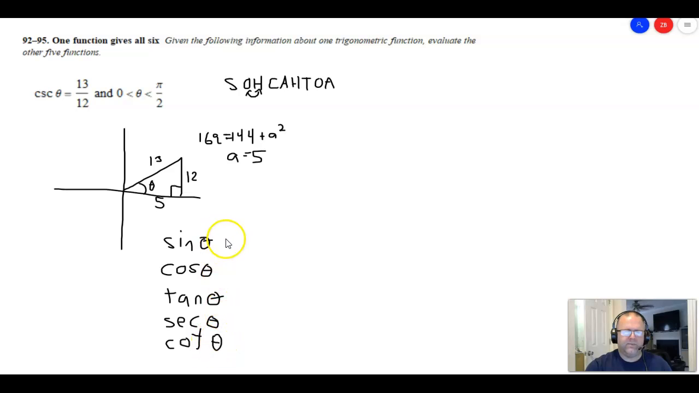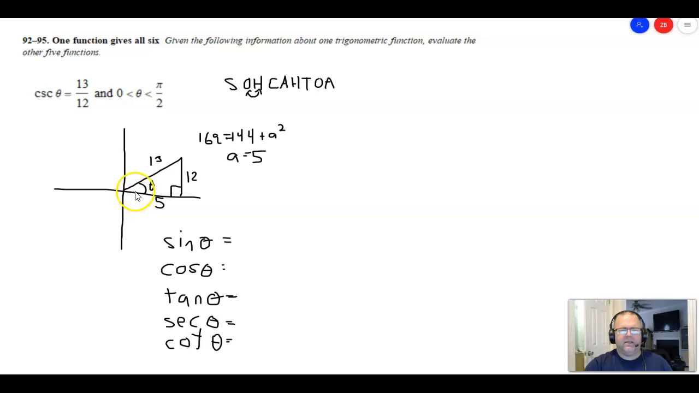And once again, remember, I know that these are all positive because we're in the first quadrant, where everything is positive. Why? Because all of my x's are positive, all of my y's are positive, so all of my x's divided by y's, or my y's divided by x's, are also positive.